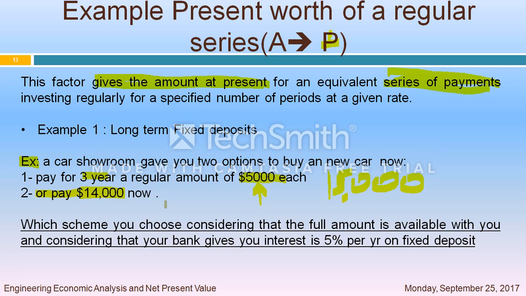So let's continue in this scheme. Which scheme should you choose, considering that the full amount is available with you and considering that your bank can give you an interest rate of 5%? So a person who wants to make a judgment on this has to consider that if I have the 14,000, I can maybe put it in the bank and get 5% per year on a fixed deposit. So what would be the best scenario for me? Let's try to solve it.